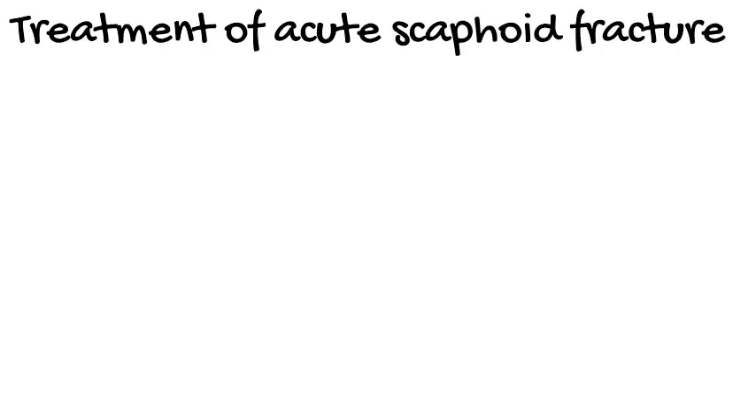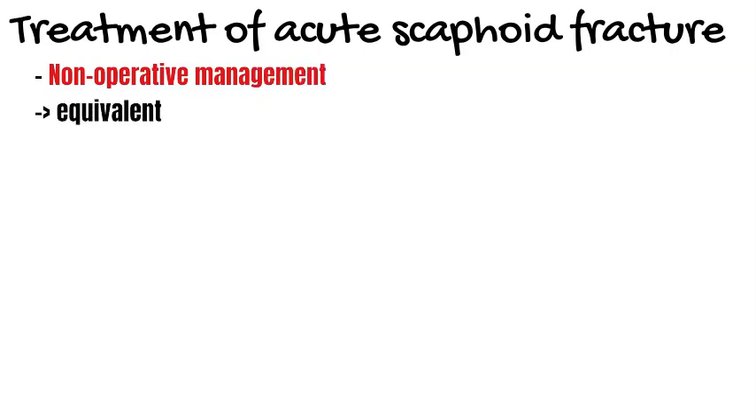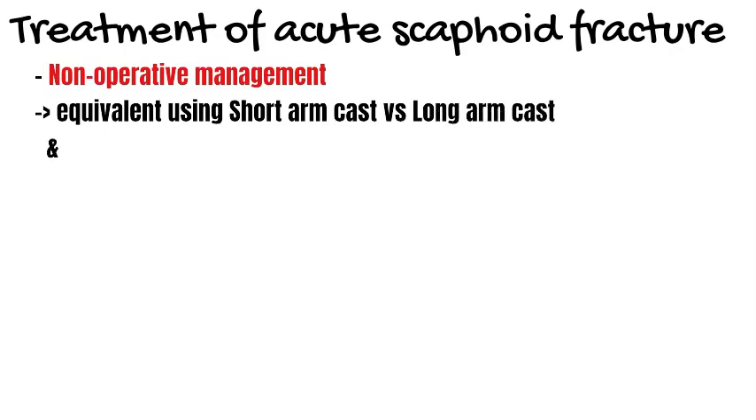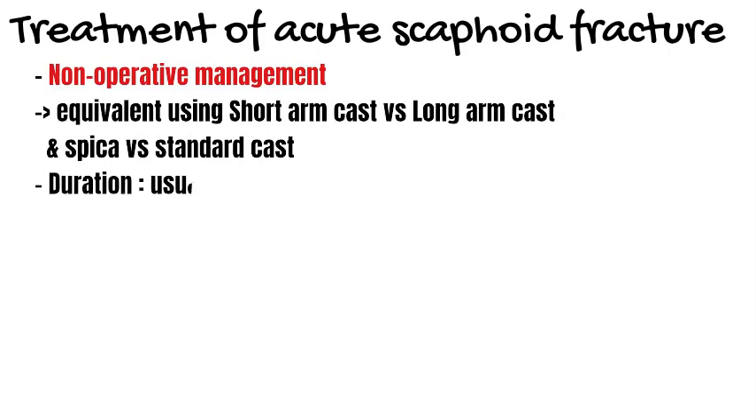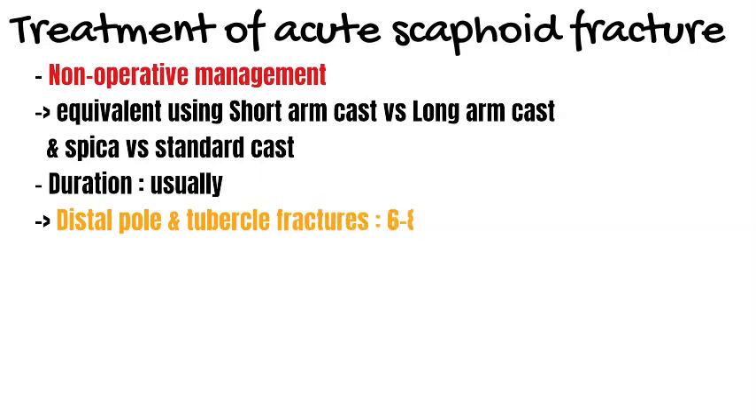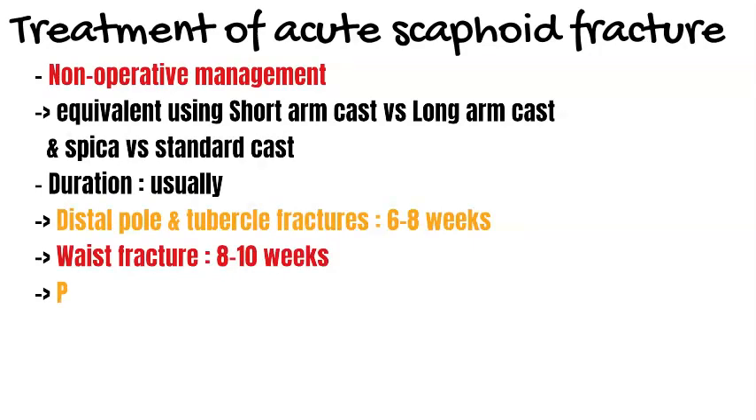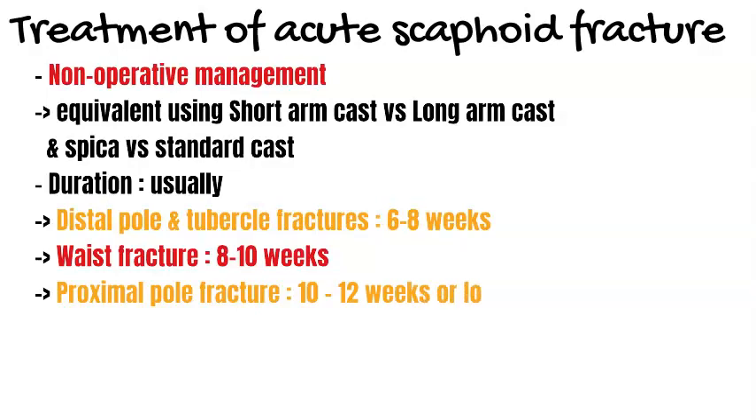Treatment of acute scaphoid fracture, non-operative management. There is equivalence using a short arm cast versus long arm cast, and spica versus standard cast. The duration is usually for distal pole and tubercle fractures 6 to 8 weeks, waist fracture 8 to 10 weeks, proximal pole fracture 10 to 12 weeks or longer.